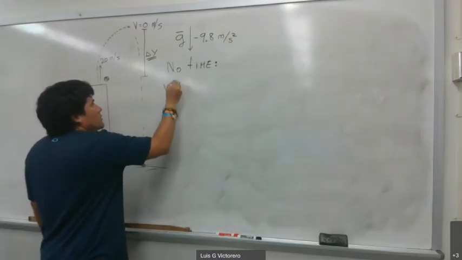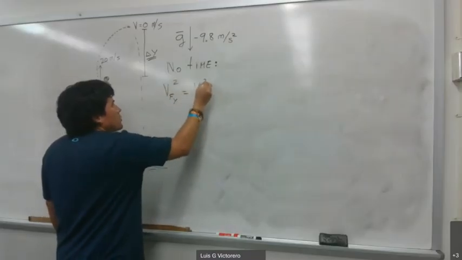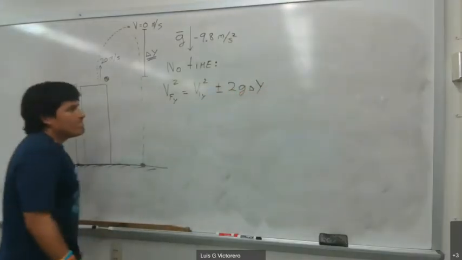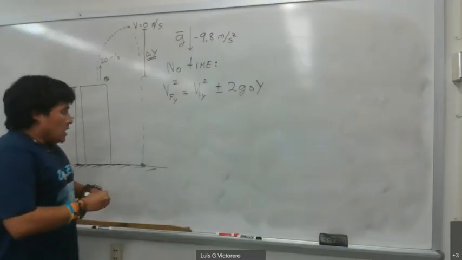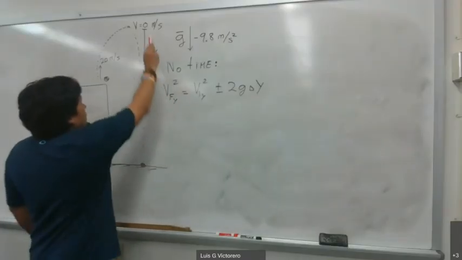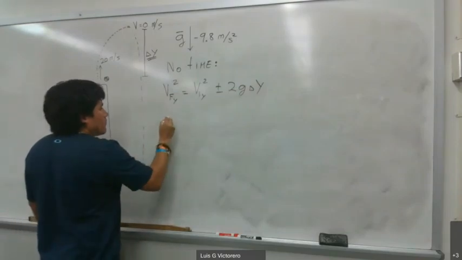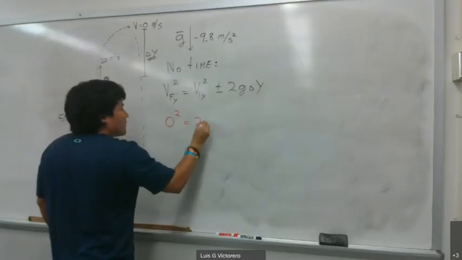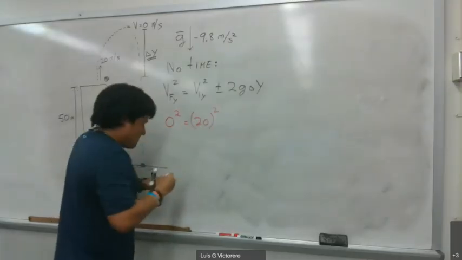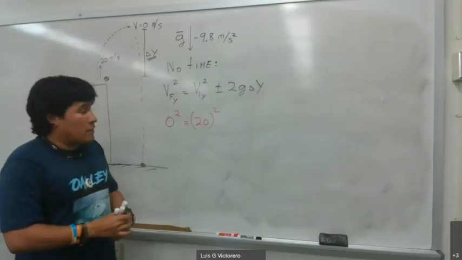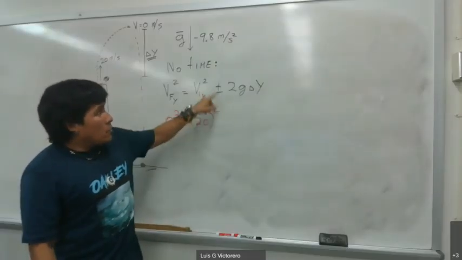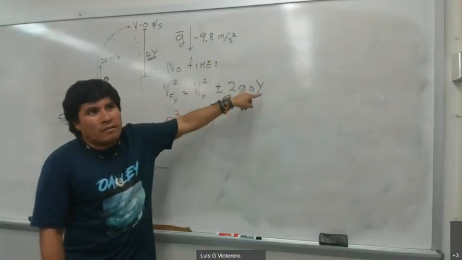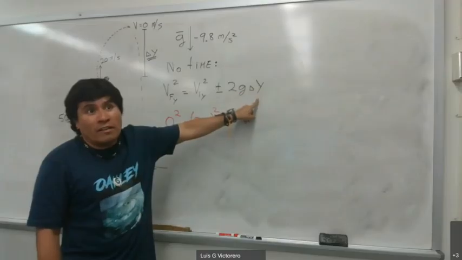V final on y squared equals V initial on y squared plus or minus 2g delta y. V final is 0. V initial is 20. Okay, let's do both ways, scalar and vector way. Since you are going up, you take the positive, but gravity is negative. So it will become minus 9.8 times delta y, which is what you want.